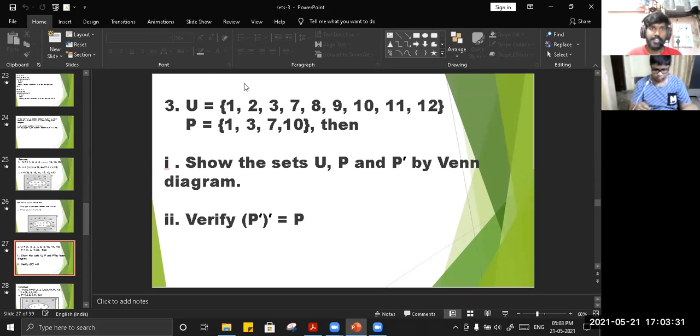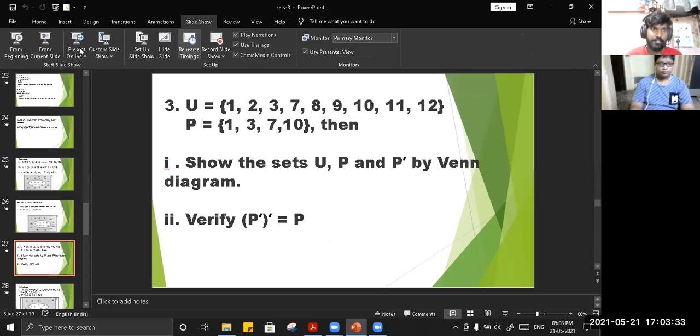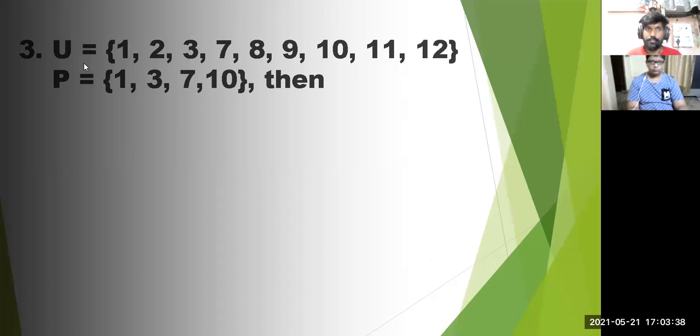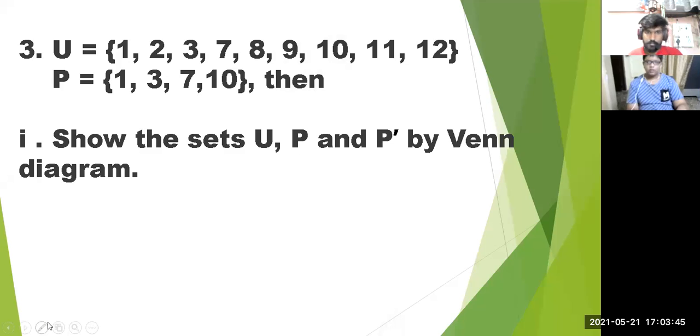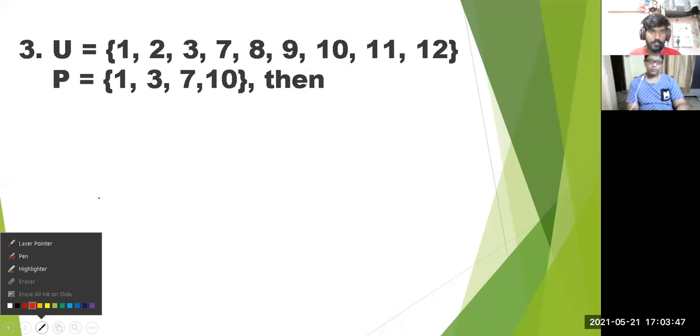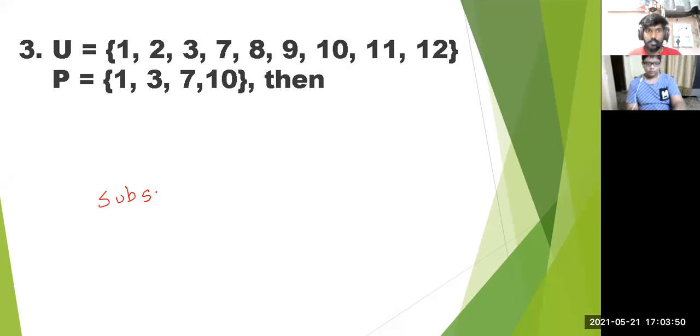Before we start with the second one, we'll just revise what we did in yesterday's class. Yesterday we studied three main concepts. The first concept was subset. When I say A is a subset of B, the meaning is all the elements of A are in B, or in simple words, set A is inside set B.